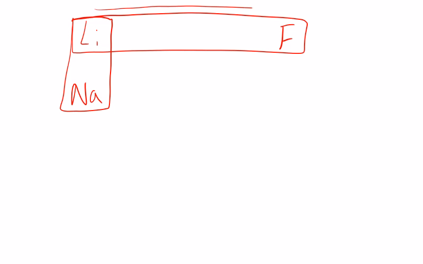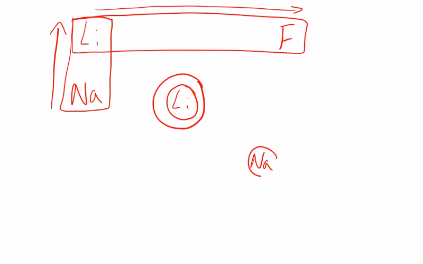But remember, our trend moves over to the right across a period and up a group. So fluorine is the most electronegative, but lithium is more electronegative than sodium. Let's start with the group this time and compare lithium to sodium. We already know that lithium is the more electronegative, but the question becomes why.